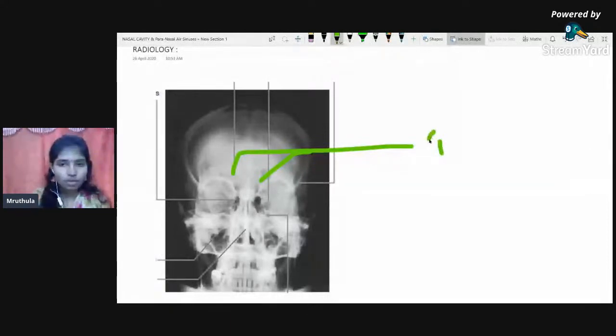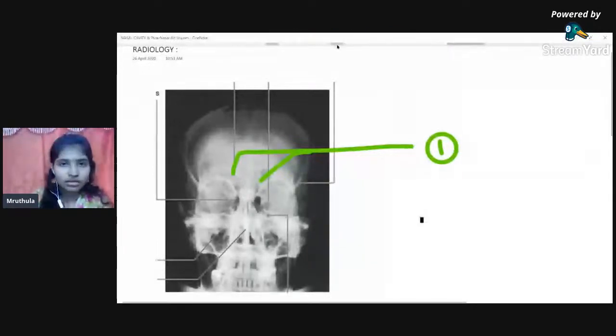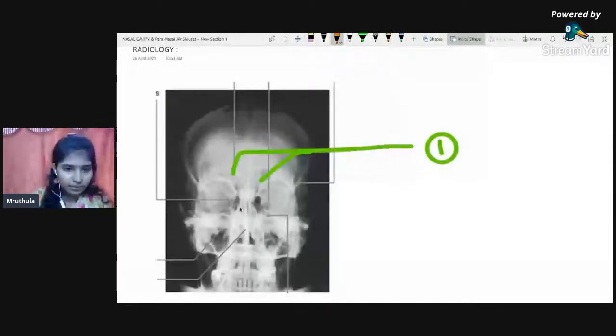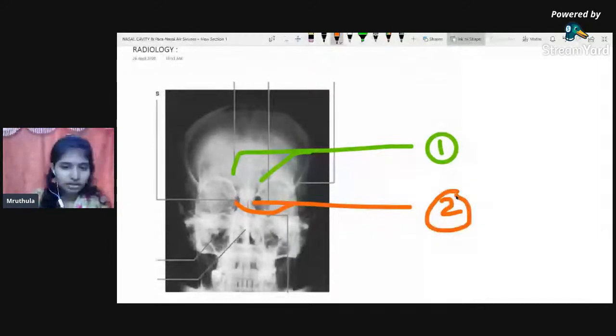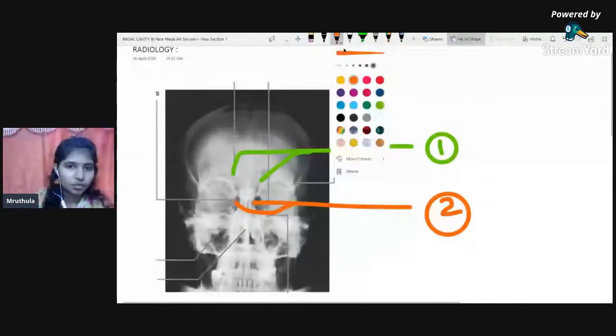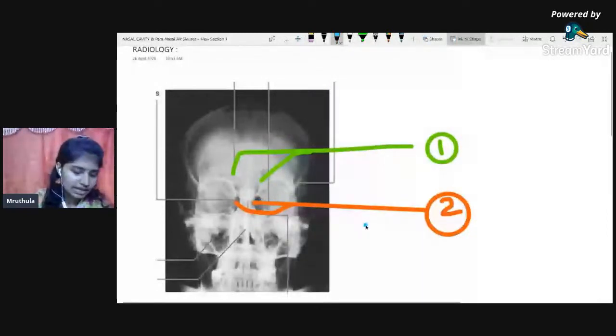Two sinuses on the top. Then you need to answer it. Then what is this sinus? The orange color. What is the sinus? And we can appreciate one more sinus here. This is actually an X-ray AP view, that is anteroposterior view. Very good, so everybody has an idea.